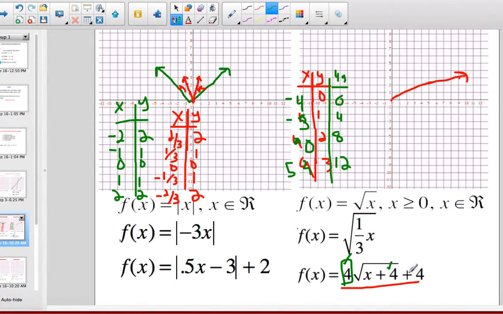I already did the shift. The only thing I need to do now is just go up 4. So again, I can even do another column off to the right here. Since it's going up 4, I'm going to add 4 to all my y values. So 0 becomes 4, 4 is 8, 8 is 12, and 12 becomes 16. So these are my x's, the ones that I did over here, and these are my y's.